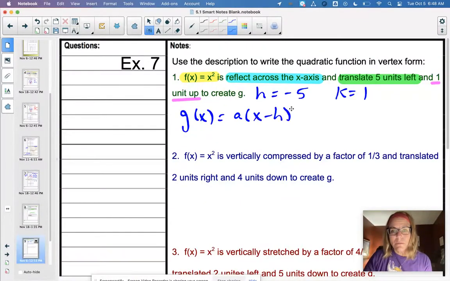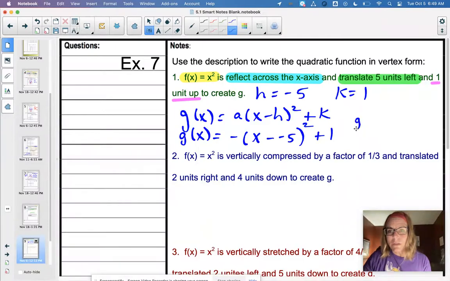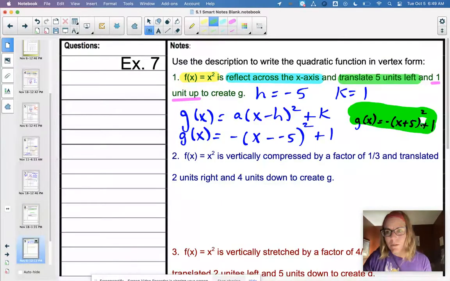Here's vertex form that we talked about. All right, well, a is -1, so all I need is a negative out there. It's x minus our h value, plus 1. So our final answer then is going to be g(x) = -(x + 5) squared + 1. And there it is. So as you can see, it's x plus 5, opposite of what you think.